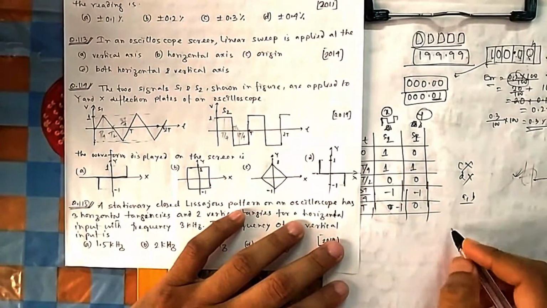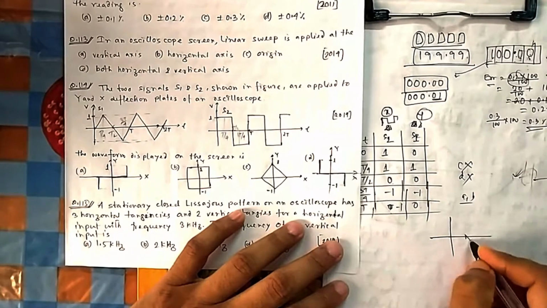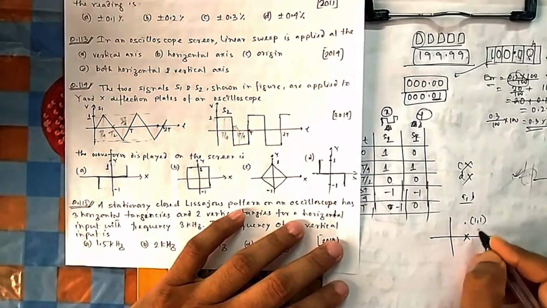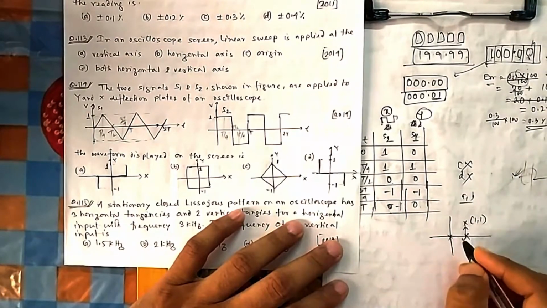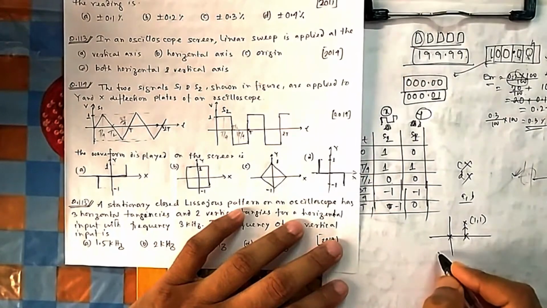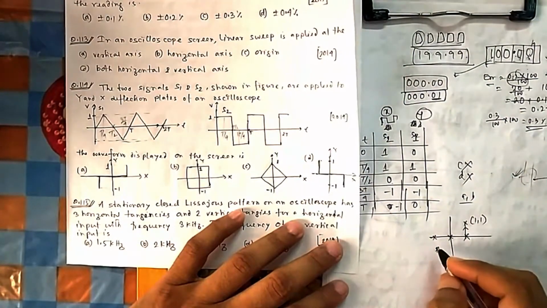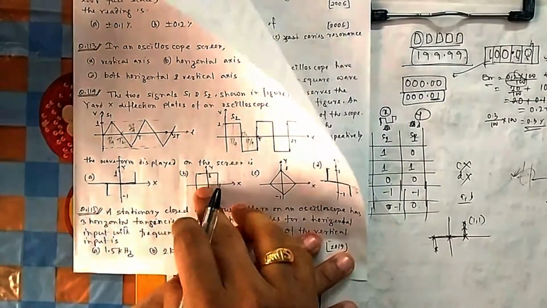Now you can see the orientation also. From 1 0, it is coming to 1 1. Then from 1 1 it is going to 0 0. Then from 0 0 it is going to minus 1 1. Then it is from this one to this one. So you can feel it will be of this fashion, because these points are not coming here.